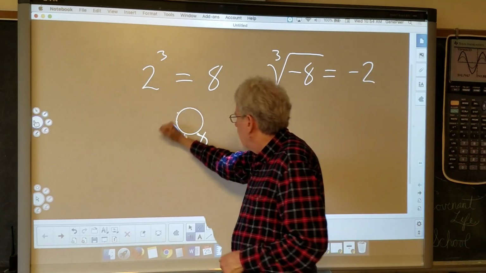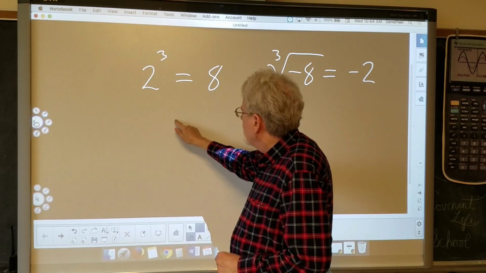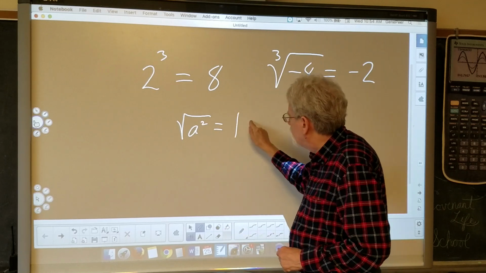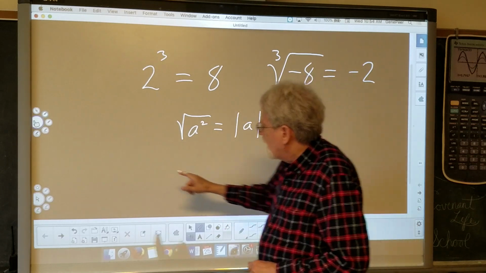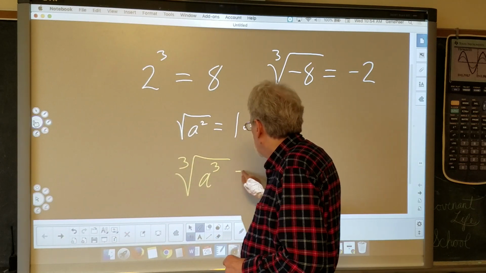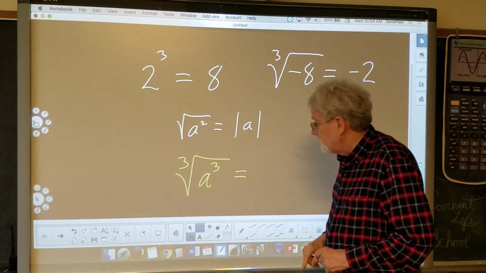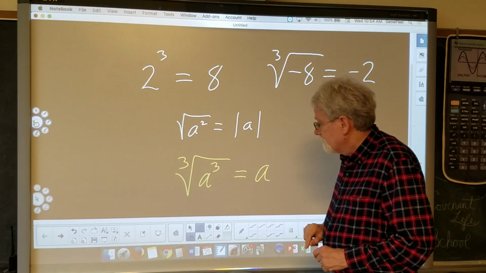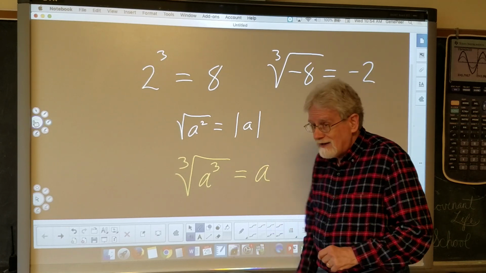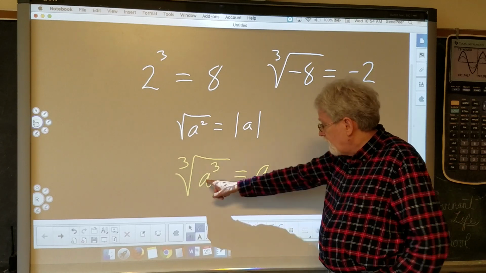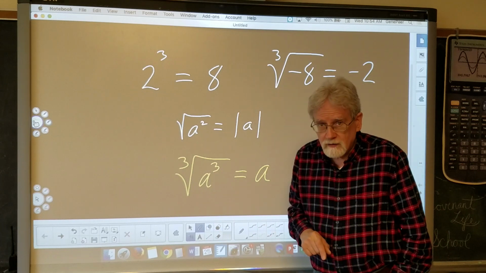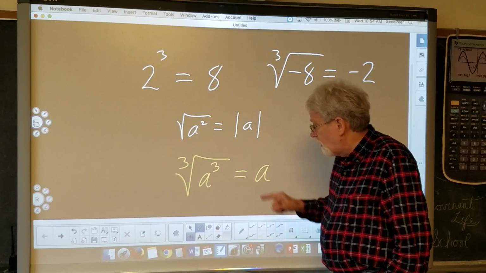Now that has another implication. We know that the square root of a squared is not a, but it's the absolute value of a. What about the cubed root of a cubed? It's always simply going to be a. No absolute value. In fact, if you put the absolute value around this, you just killed it. You are wrong. Because if a happens to be negative, the cubed root of a negative cubed is still going to be negative. You can't take the absolute value. You've got to keep it the way it is.